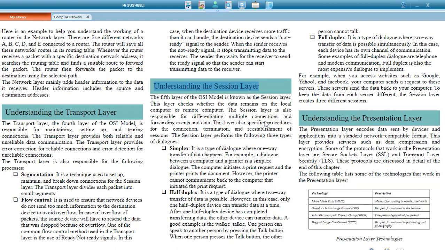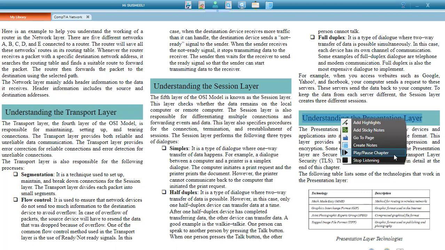Understanding the session layer. The fifth layer of the OSI model is known as the session layer. This layer checks whether the data remains on the local computer or remote computer. The session layer is also responsible for differentiating multiple connections and forwarding events and data. This layer also specifies procedures for the connection, termination, and re-establishment of sessions. The session layer performs the following three types of dialogues. Simple.